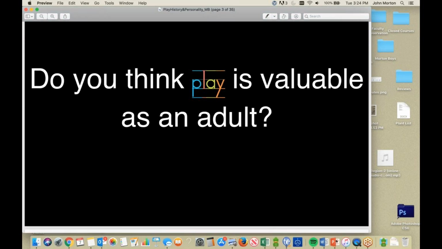My hope is that you think play is valuable as an adult. Feel free to sit and ponder this and think about that question. Do you think play is valuable as an adult? I get some genuine no's every month. Some people are just like, nope, I'm a grown up and I'm busy and I have stuff to do. And there's no judgment here. You can think whatever you think.